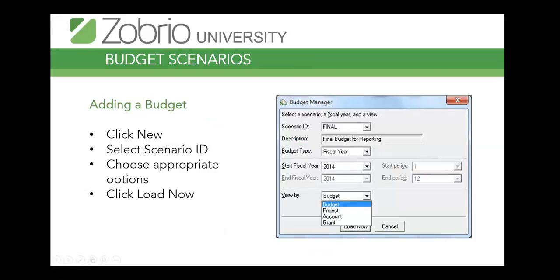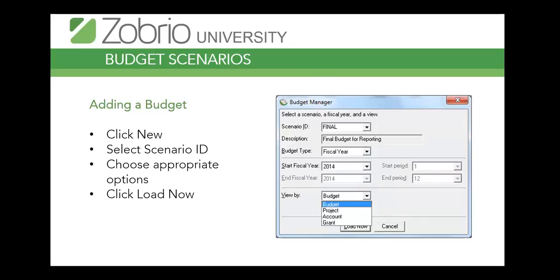Now, in order to add a budget, if you're on the records budget screen, you click New Budget, and then you select the scenario ID. So those are the IDs we entered in the table. You click a drop down, and that's how they become available. It pulls the description from that table. And you want to pick your budget type.